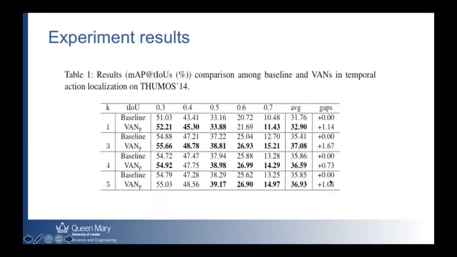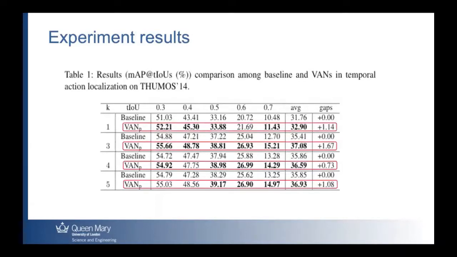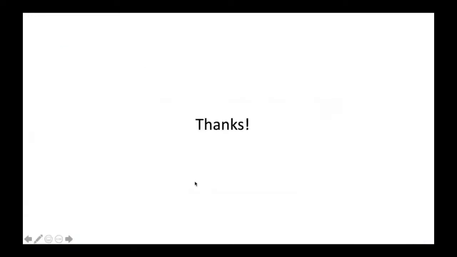In this table, we show the result comparison between the baseline and ours. It shows that under different configurations, our network outperformed the baseline by more than 1% without introducing any extra learnable parameters. That's all for the presentation. Thanks for listening.